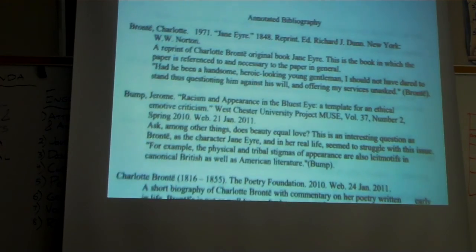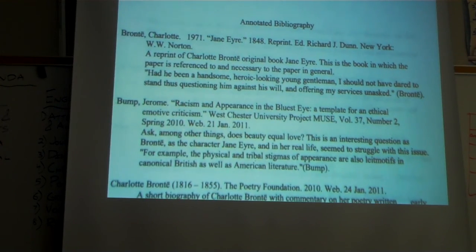And here is just one example of a very good annotated bibliography. Now what you'll notice is you've got the perfect MLA citation right there, but immediately underneath that, you've got the annotation. And it's a fairly brief explanation as to what the book had for this individual that was creating the paper. A reprint of Charlotte Bronte's original book, Jane Eyre. This is the book to which the paper refers and is necessary to the paper in general.